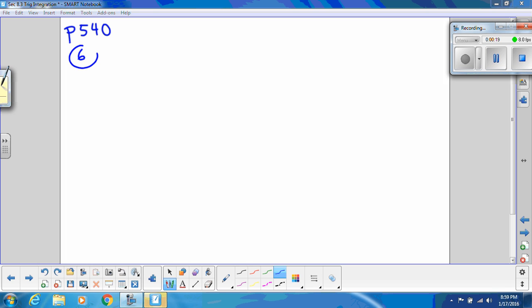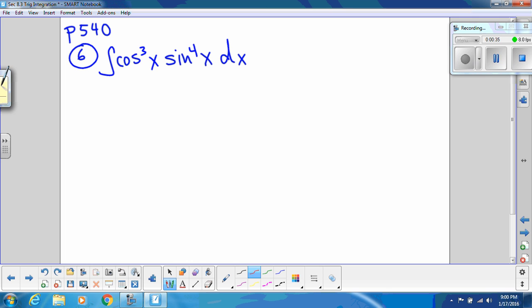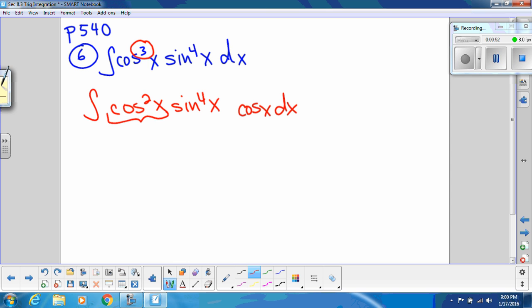Okay, so this is number 6, and it says we have to evaluate the integral of cosine cubed x times sine to the 4th x dx. All right, so remember with sine and cosine, we are looking for odd powers. That is cosine here, so we're going to reserve a cosine for our du. And then that leaves me with cosine squared x and then a sine to the 4th x. Remember, we're going to take the rest of those cosines and convert them into 1 minus sine squared. So convert them into sines.